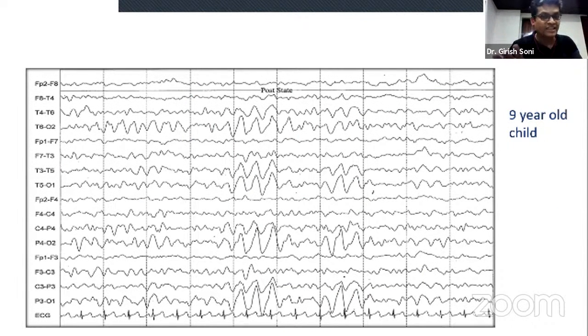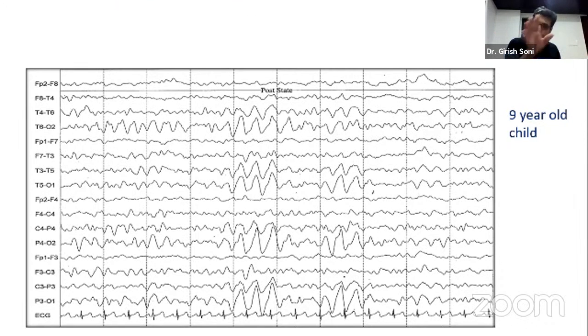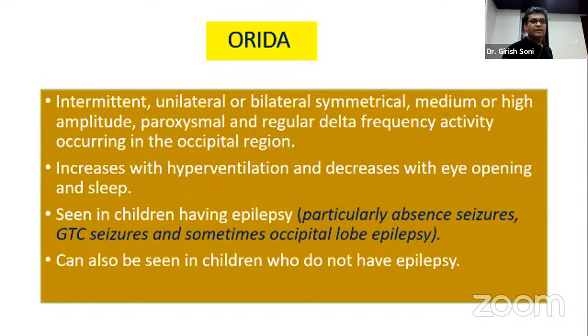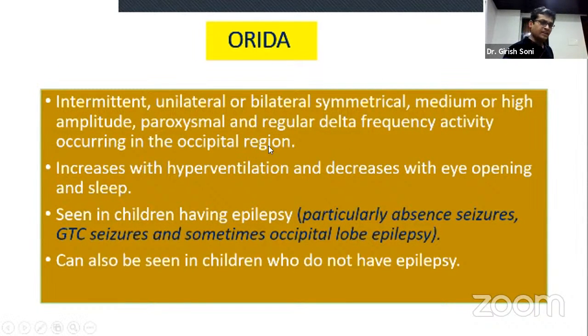So let's see three EEGs serially, which we commonly encounter while reporting EEG, and all three EEGs carry different significance. So this is a 9-year-old child who presented with history of seizures. Typically it shows bilateral occipital delta range slowing lasting for 1 to 2 seconds. So what does it represent? It represents OIRDA, occipital intermittent rhythmic delta activity, synchronous, sometimes unilateral paroxysmal delta frequency in the occipital area. It is prominently seen during hyperventilation and in drowsy state.